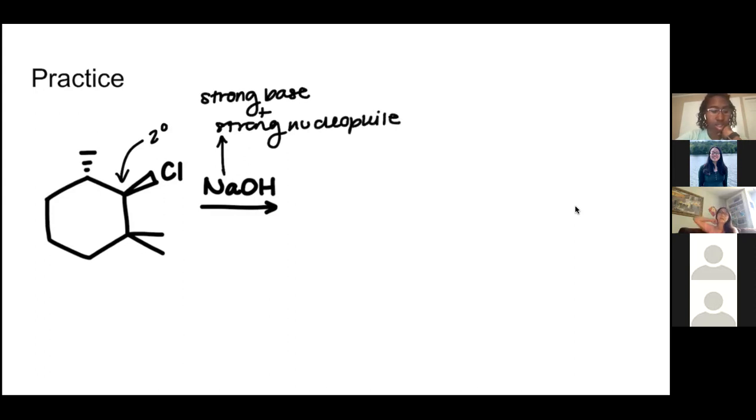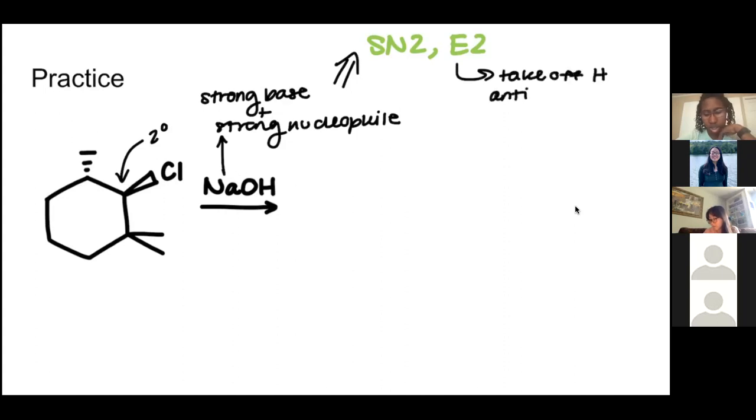And so if that is the case, you may be thinking, okay, let's write this over here. You can probably have an SN2 or an E2. But recall when you learned about E2s, one, they do need a strong base, and we have that here. We are good on that front. But E2s also require taking off the hydrogen anti to the leaving group. So let me write that down: take off hydrogen anti to LG, leaving group.